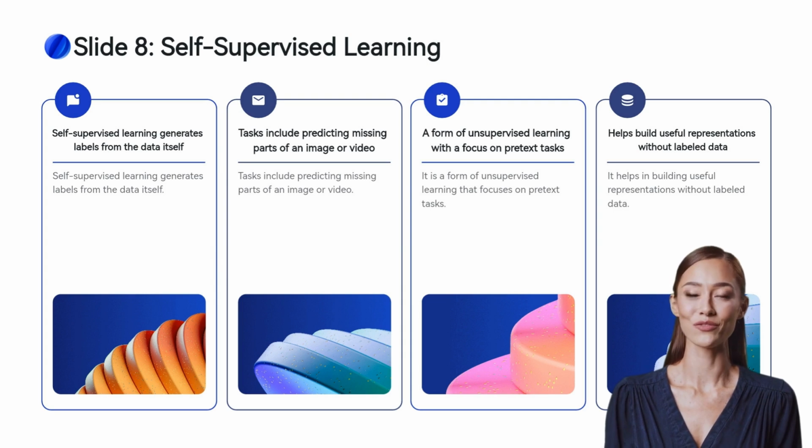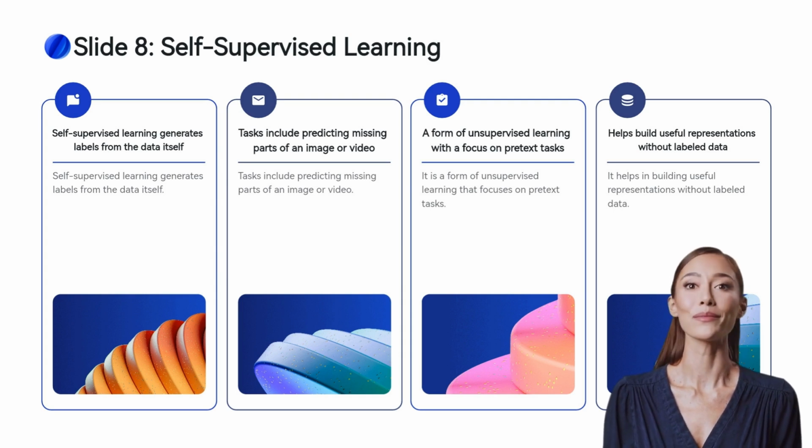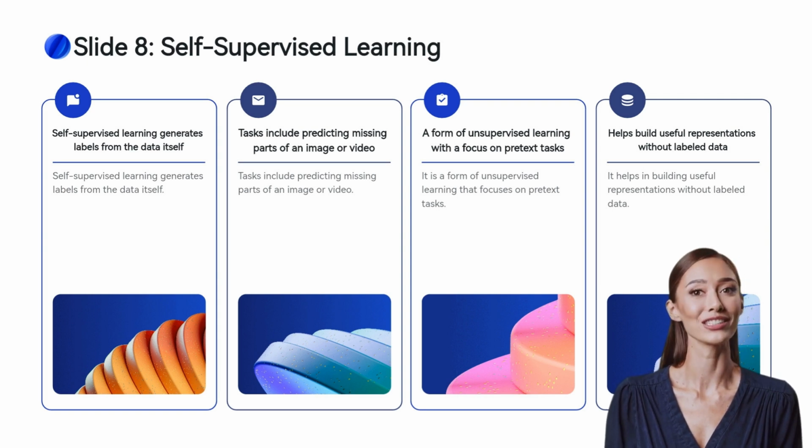Self-supervised learning is a powerful paradigm that enables the model to learn useful representations without relying on explicit labels. In this approach, the model generates its own labels from the data by solving tasks, often referred to as pretext tasks. For instance, one common pretext task is predicting missing parts of an image, where the model learns to infer the missing regions based on the surrounding context.